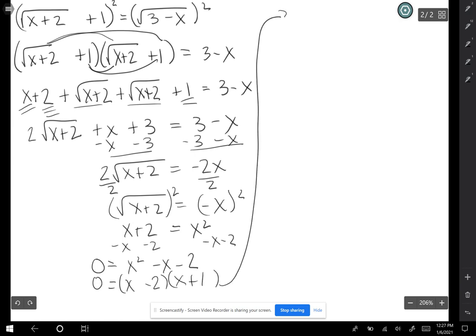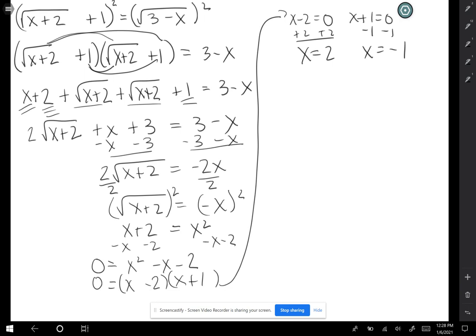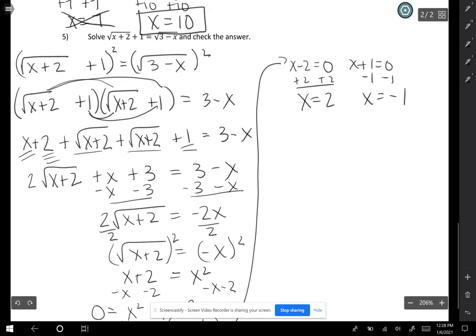So I end up getting x minus 2 equals 0, x plus 1 equals 0. So I get x equal to 2 and x equal to negative 1. So we get these two answers. Now it's important that you always check to make sure there's no extraneous solutions. So let's go ahead and check these in the original problem one at a time.